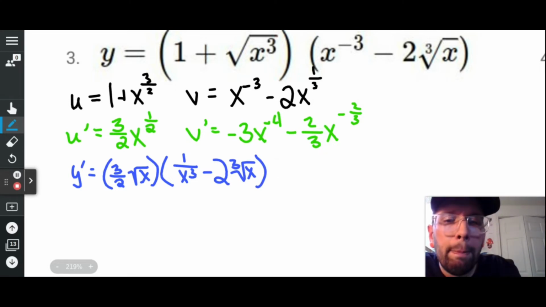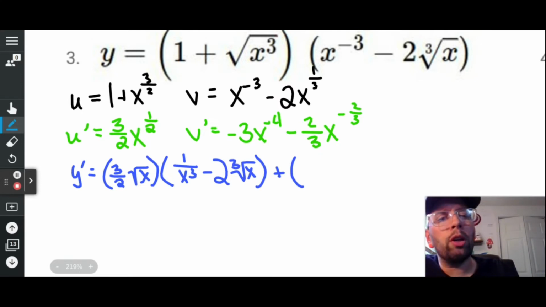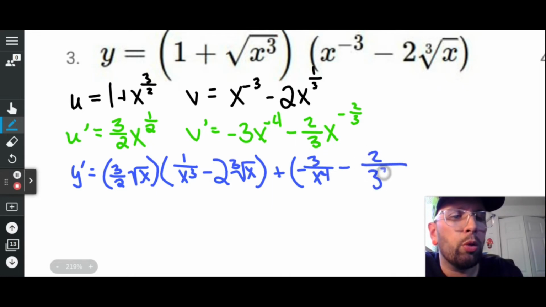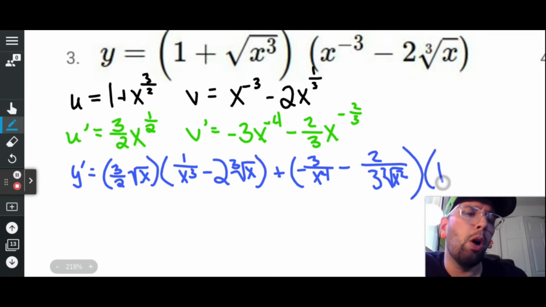Plus v prime. V prime is -3x to the -4. I'd rather have that look like -3 over x to the 4th. Minus 2/3 x to the -2/3. I'd rather have that look like this: cube root of x squared, and it's downstairs now. So that's v prime. U, which is 1, plus, I'd rather that look like the square root of x cubed.